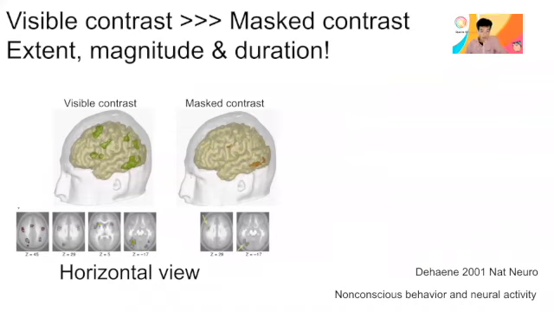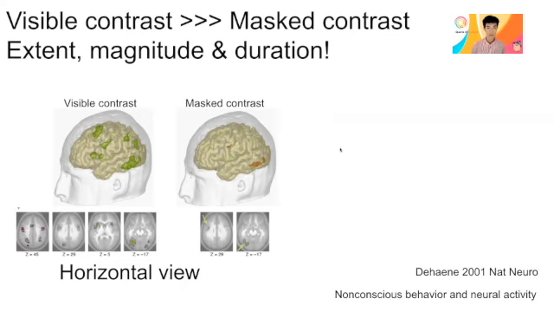And when you look at the brain as a whole for the visible contrast versus masked contrast, you see not only the fusiform gyrus, but multiple areas activated, and the masked contrast is much weaker. And then this is the horizontal view, slices going from bottom to top, and you see quite a different kind of extent and also magnitude.